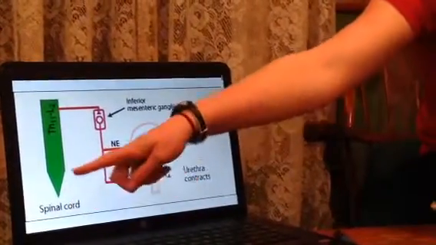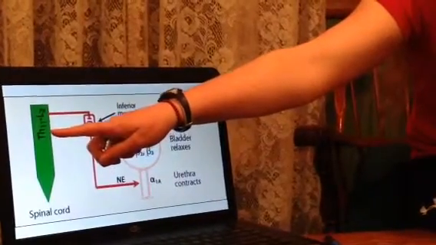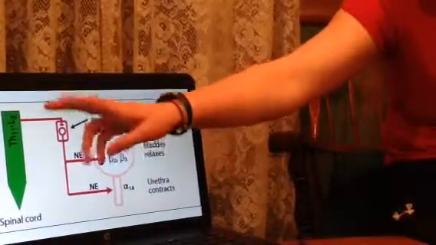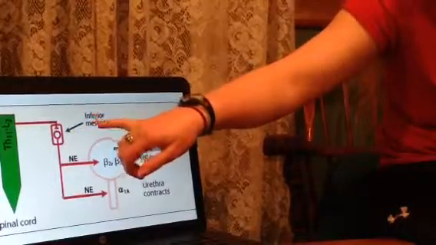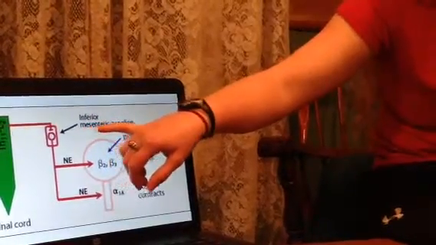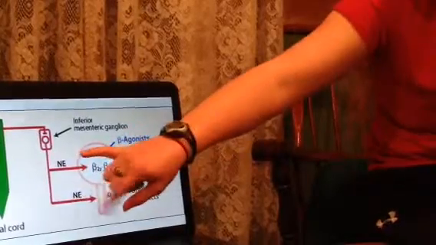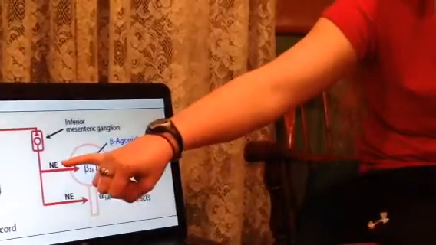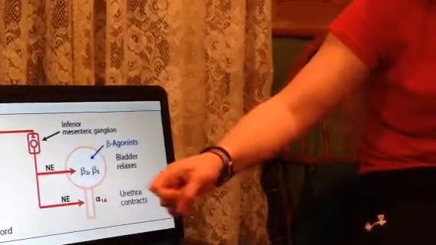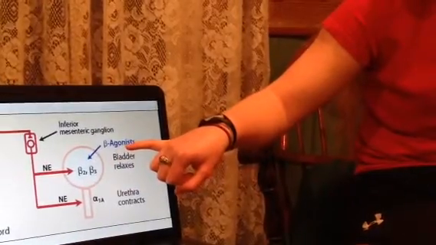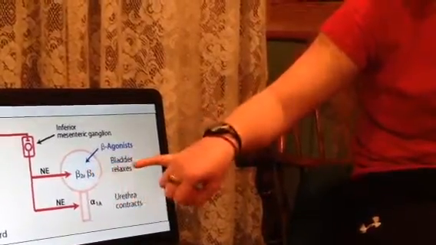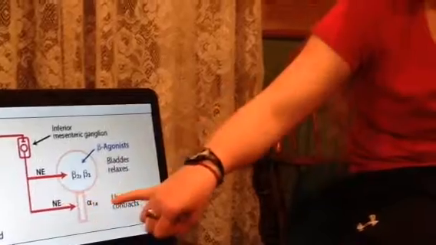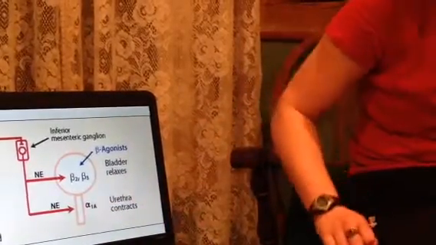Okay, so once again, here is another picture, and this is the sympathetic pathway. So here's the spinal cord once again, and you're here in the thoracic and the lumbar region. So it sends a signal and comes to the inferior mesenteric ganglion, and like I said, there's the norepinephrine, which acts as both excitatory and inhibitory. So it comes over here to the beta agonists and the receptors in there, and it causes the bladder to relax. So there's your inhibitory, and there's your excitatories. Comes over here, causes the urethra to contract.